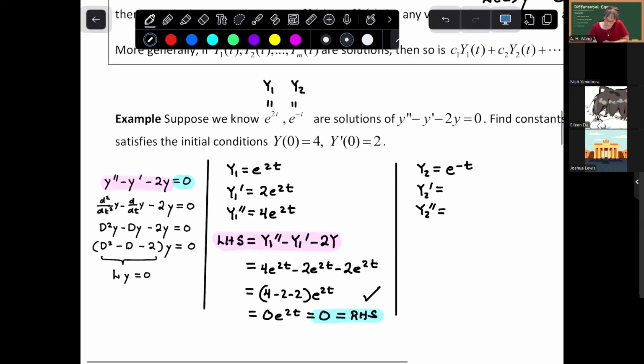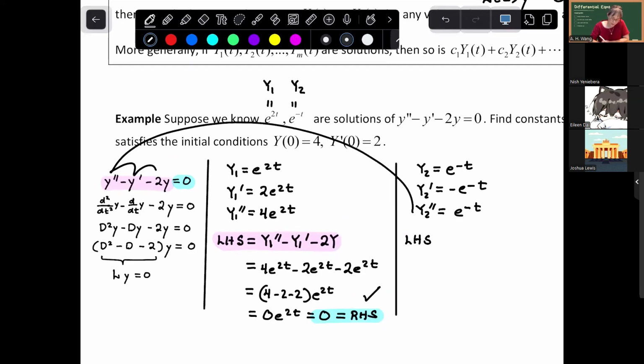Negative e to the negative t. Perfect. Next one? E to the negative t. Perfect. And then what you're going to do is plug it into the left-hand side. So you're going to stick it right here. All right. So you're going to go e to the negative t.